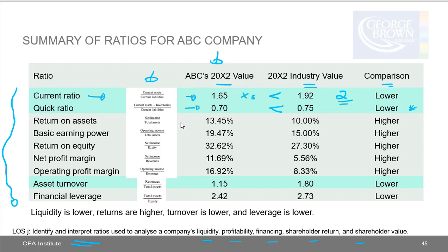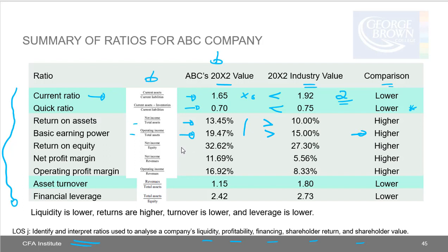But moving on to return on assets, net income divided by assets, the ABC is higher than the industry value, so we would interpret that the company is doing a better job of providing a return, profitability based on the amount of assets. The formula for basic earning power was operating income divided by total assets, so again the same denominator, and the ratio, and again these are in percentages, recall, the profitability ratio, the basic earning power 19.47%, greater than 15%, so better profitability.